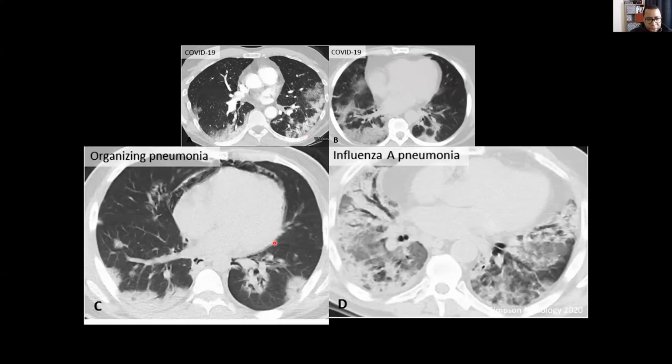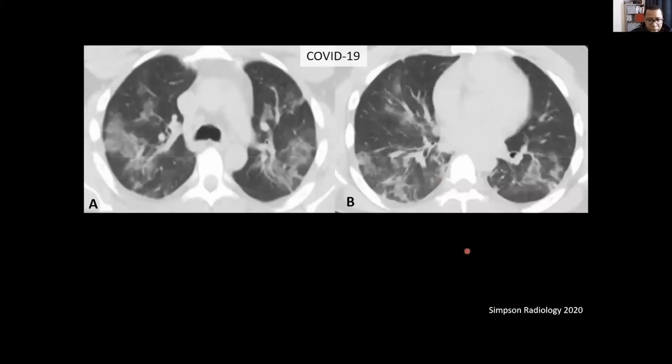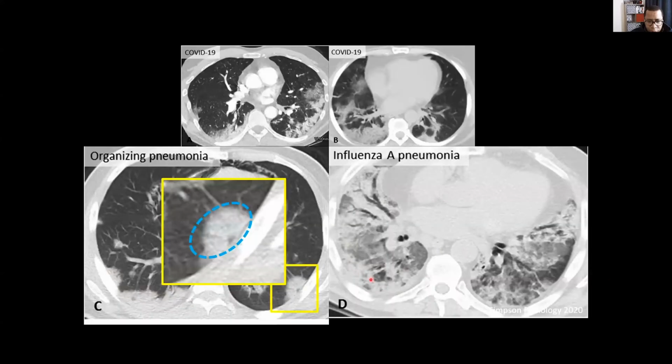Remember, there's still other things that can cause peripheral consolidated opacities, like in this case of organizing pneumonia, right? So obviously prevalence of the disease is important. You need to know the epidemiology of COVID in your region. So the case of influenza pneumonia also showing some peripheral ground glass opacities.